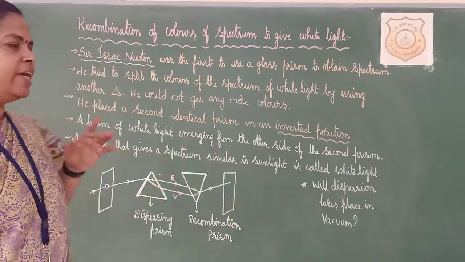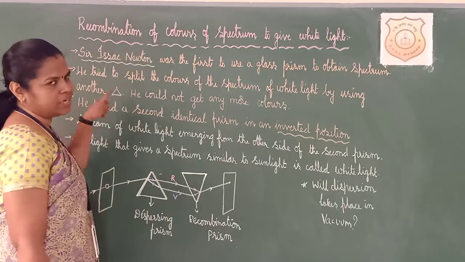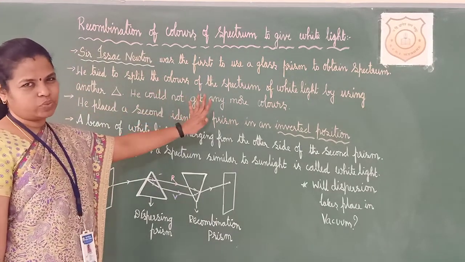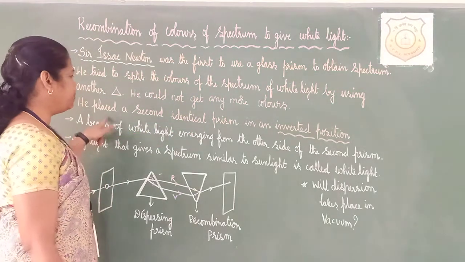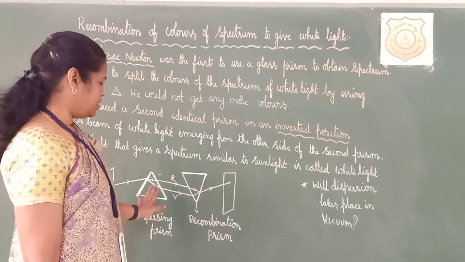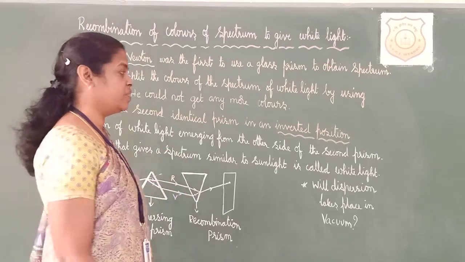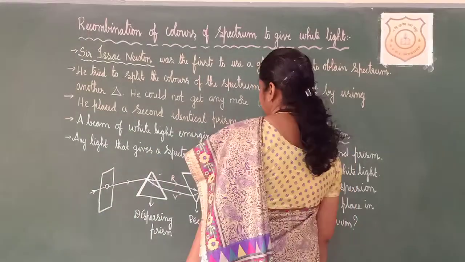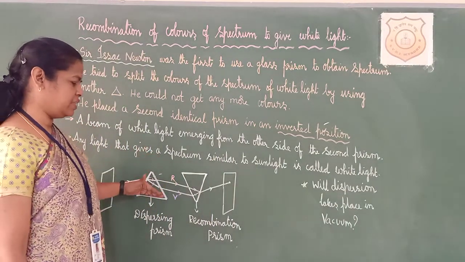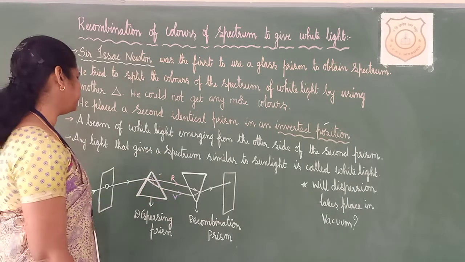He also tried recombination. So he tried to split the color of the spectrum of white light by using another prism. He could not get any more colors. He was able to get only 7 colors. He placed a second identical prism in an inverted position. See, in the same way he didn't keep. He has kept it in an inverted position. This is very important. While doing this activity, or when you are drawing this, you should not draw a prism the same like this. Not like this. He has kept it in an inverted position.